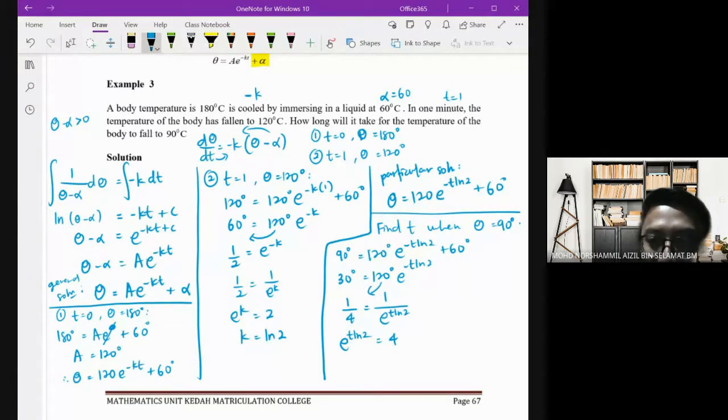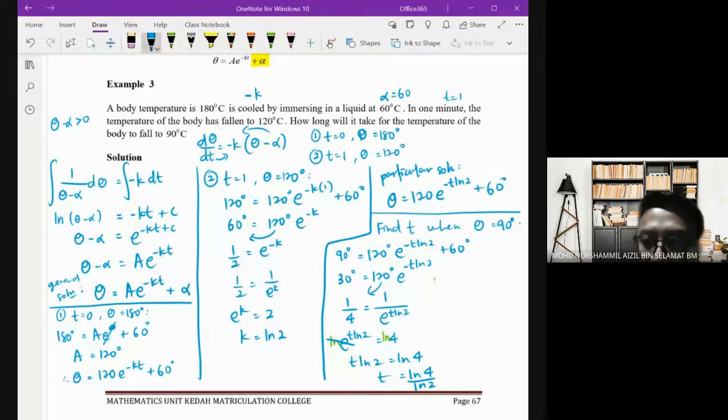Got the idea? So T we can bring down as the power, or we can just add on ln both sides. There are many ways here, add on ln both sides is fine. Why do we add on ln? So then these two eliminate each other. So T ln 2 equals ln 4. So T equals ln 4 over ln 2. Got the idea?